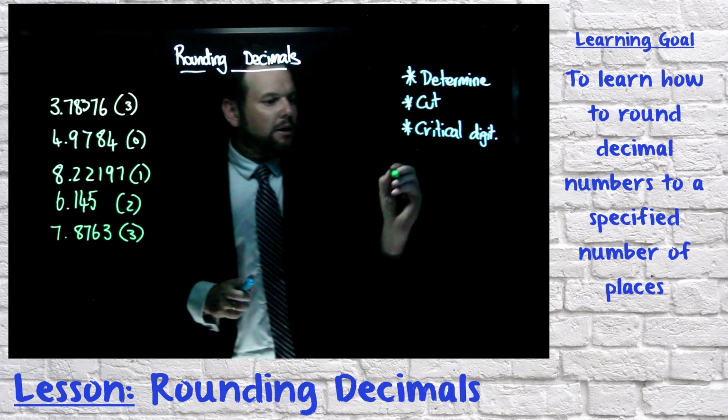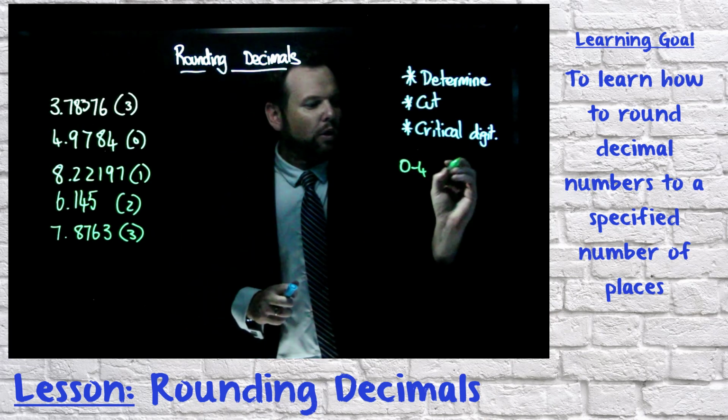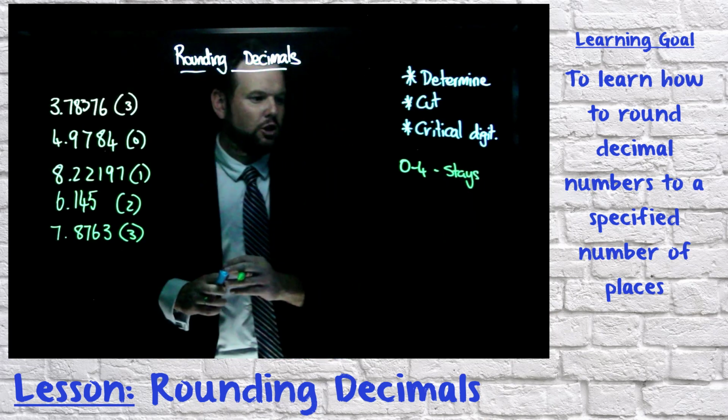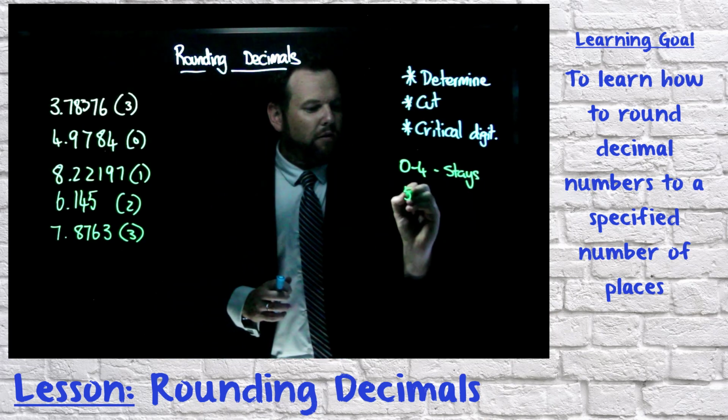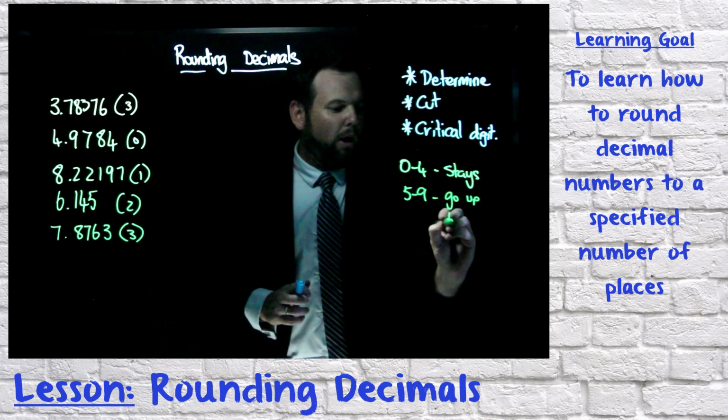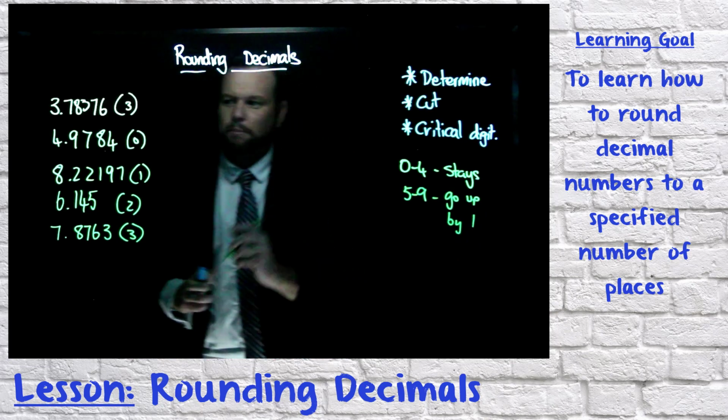So if a digit is between 0 and 4, we stay the same. Okay, so it stays in that same position that it's in. If it's between 5 and 9, we go up by 1. Okay, we go up by 1.